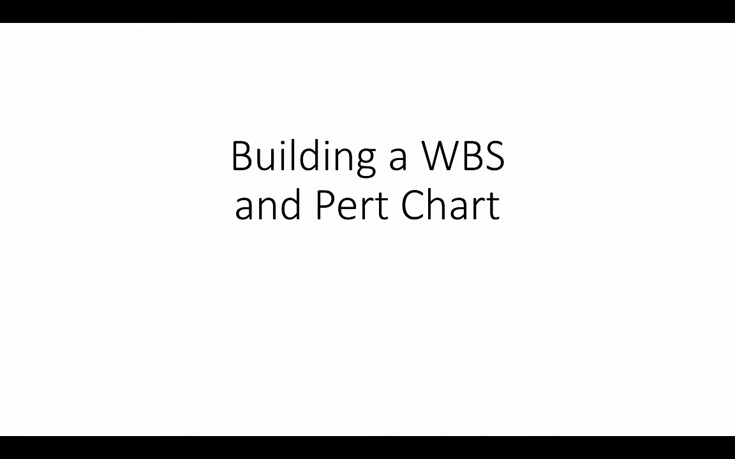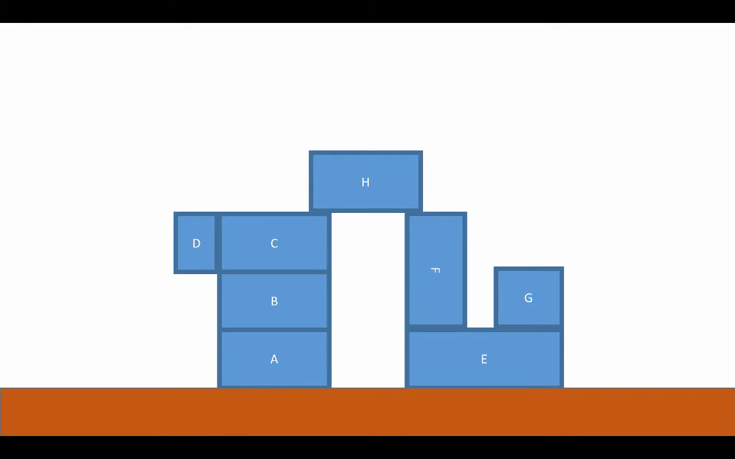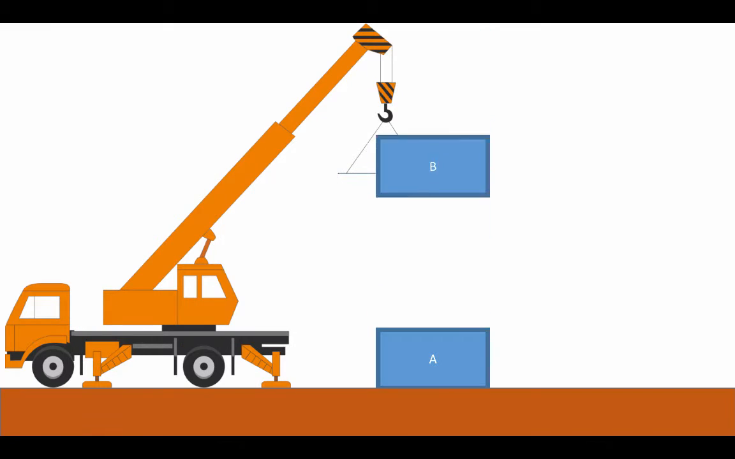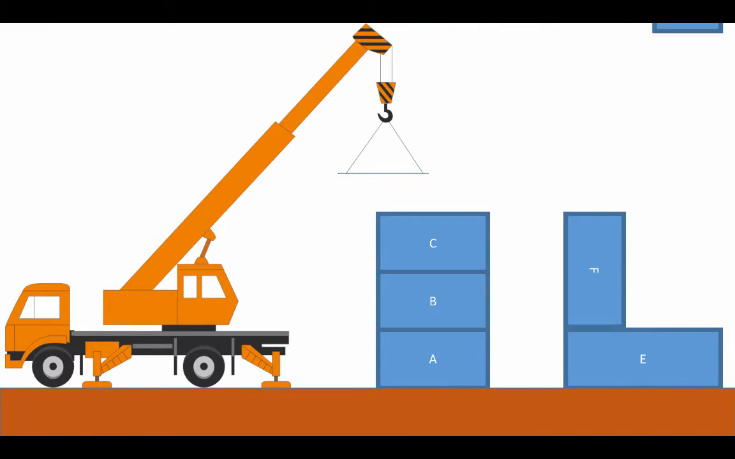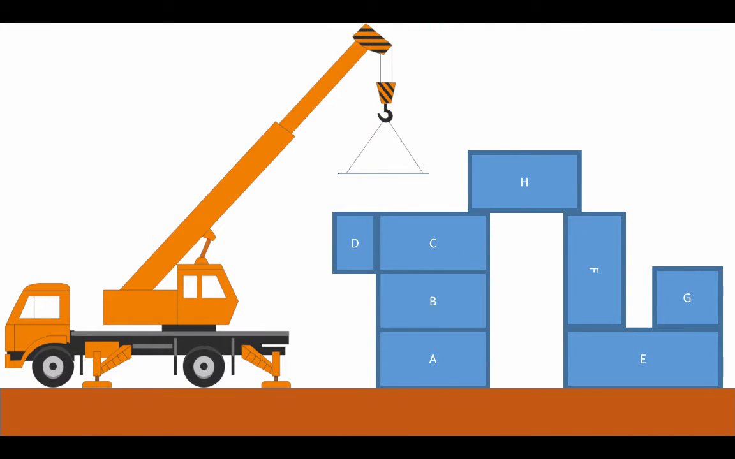This video is going to show you how to build a work breakdown structure and PERT chart. We're using a very simple little example here of some sort of abstract sculpture built of a number of different concrete blocks. Now, that's the end result, but we had to get to that point. So we're going to use a crane, and the crane is going to put the blocks in order. The key thing is that because of gravity, we have to do the blocks in order from bottom to top.